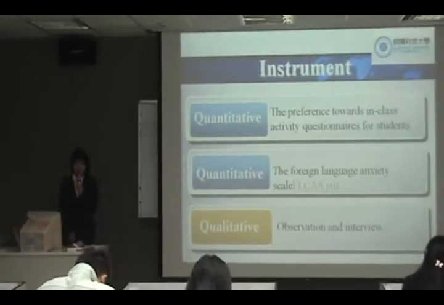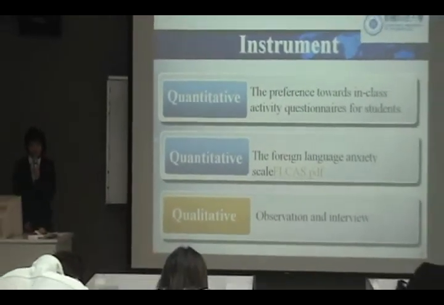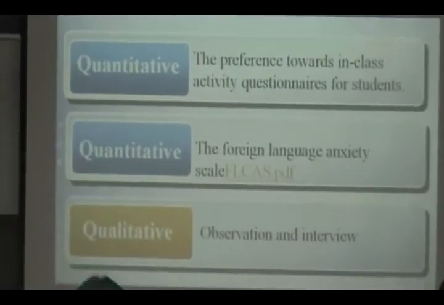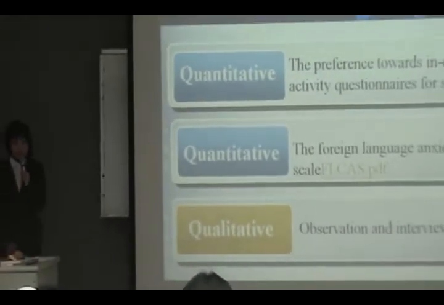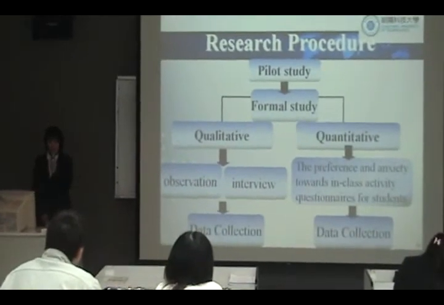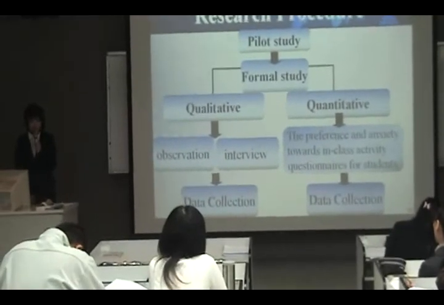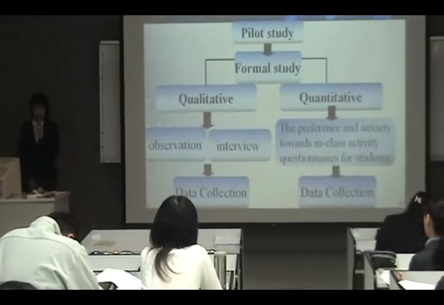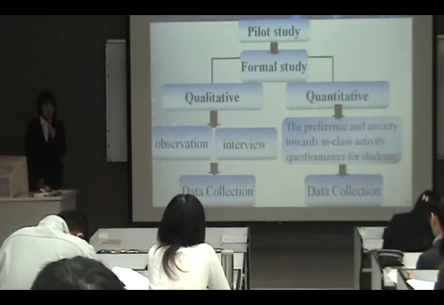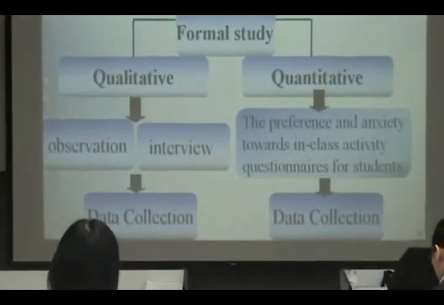For the instrument, I will use quantitative and qualitative methods. For quantitative, I will use the preference to work in class activity questionnaire for students and the foreign language anxiety questionnaire. And for the qualitative method, I will do the observation and the interview. Here is the research procedure. Firstly, I will do the pilot study for 1 month and then do the formal study. At the beginning of the course, I will give the students the preference and the anxiety questionnaires, and during the class, I will interview the teachers and do the observation, and after that, I will do the data collection.